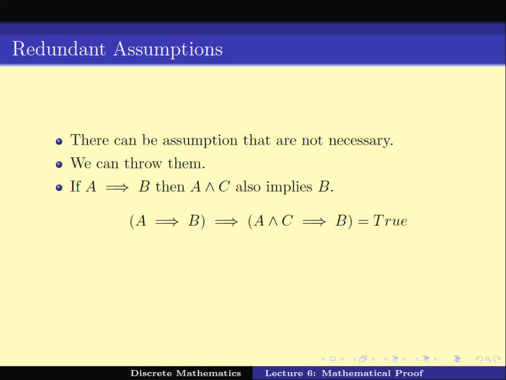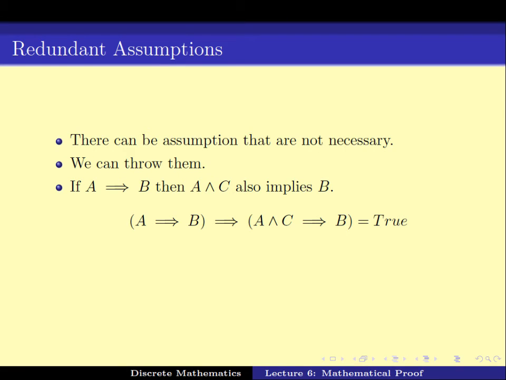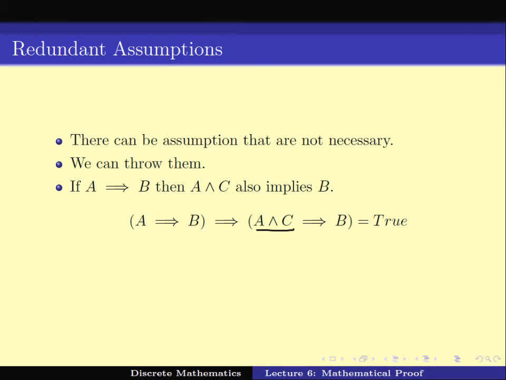true. So if A and C is the given assumption, but I am able to prove that A implies B, that means the C was a redundant assumption and we can throw it. And in that case, A and C implies B, for this statement is good enough to prove this statement A implies B.